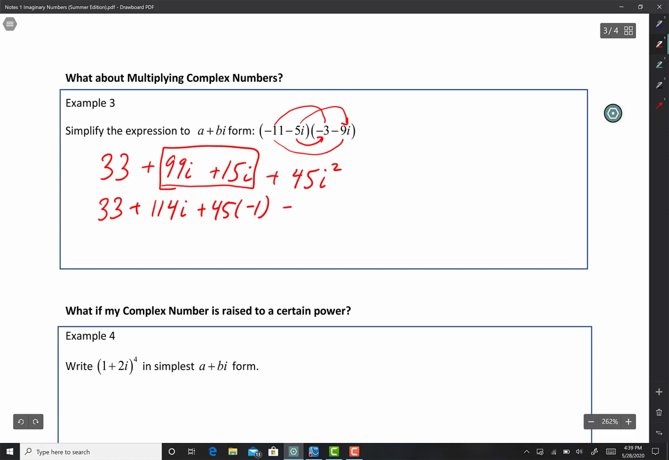And I'm not insulting your intelligence, guys. I know some of you guys can do that in your head. Can already just put that plus to a minus. I just want to show all the steps here. So 33 plus 114i minus 45.